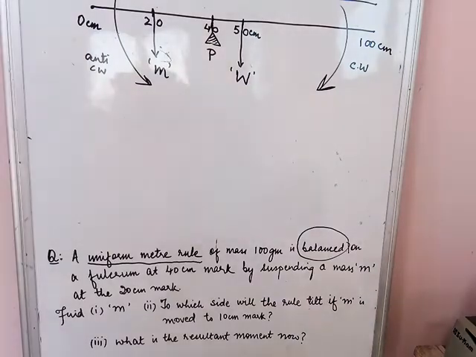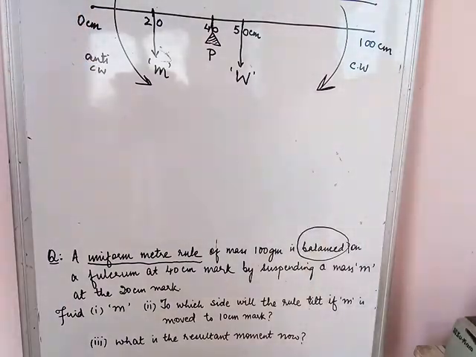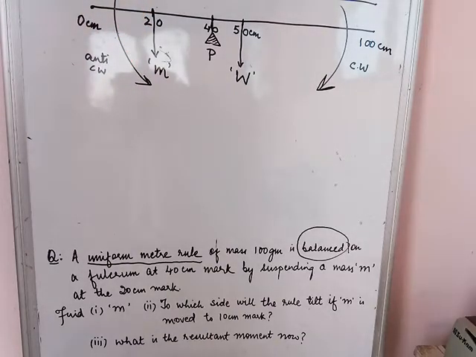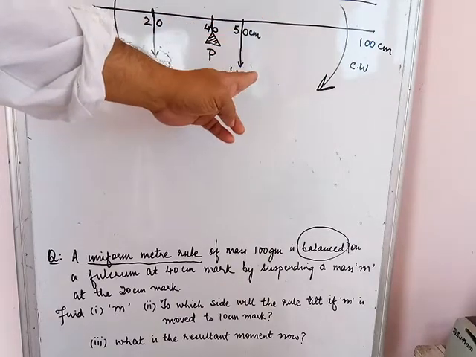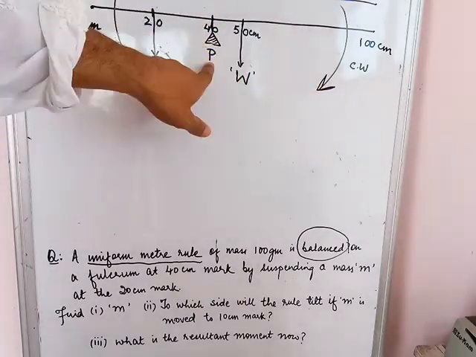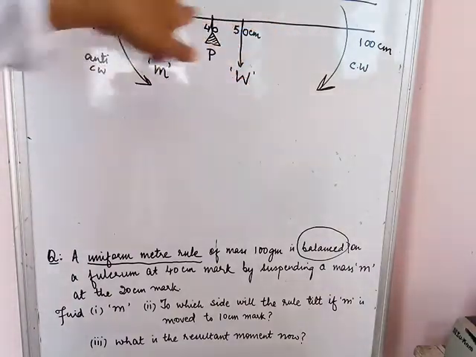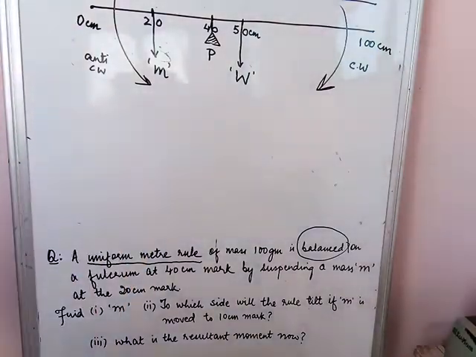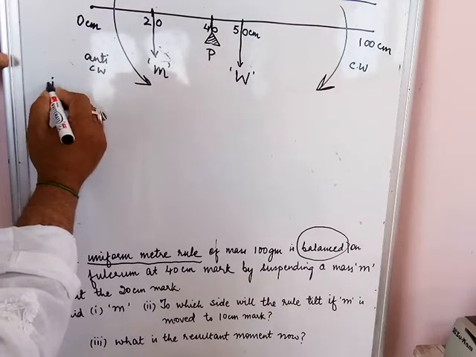Okay, so they are suspending a mass m at the 20 centimeter mark. Now when you see, because of this mass there will be some weight. This mass is going to pull the ruler in the anti-clockwise direction, and the weight of the ruler, which is acting on the right hand side of the pivot, is going to try to pull the ruler in the clockwise direction. So these are two opposing forces, opposing moments. Since the ruler is balanced, we will apply the principle of moments.